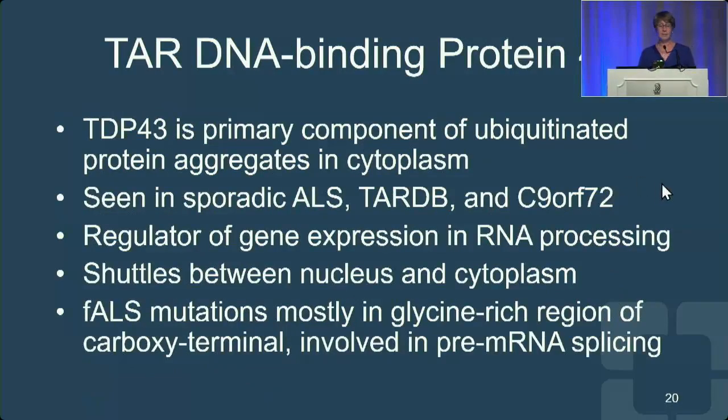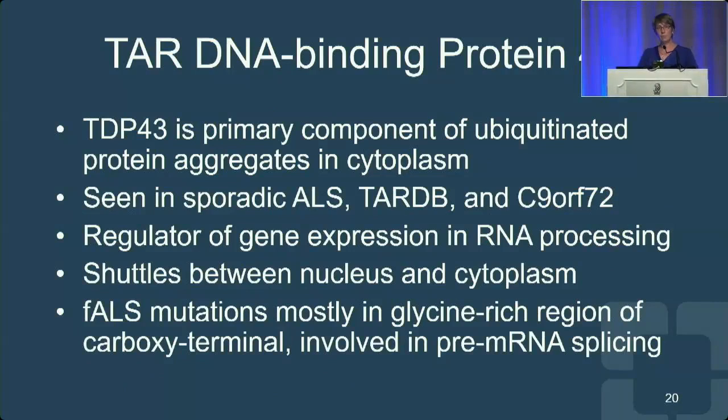We heard a little bit about TDP-43 earlier this morning, and so this is a specific protein that we can see building up. We talked about that being an issue in our movement disorders patients as well. We can see that in sporadic ALS. And so the TDP-43 is a regulator of gene expression and RNA processing. So it's shuttling between the nucleus and the cytoplasm.